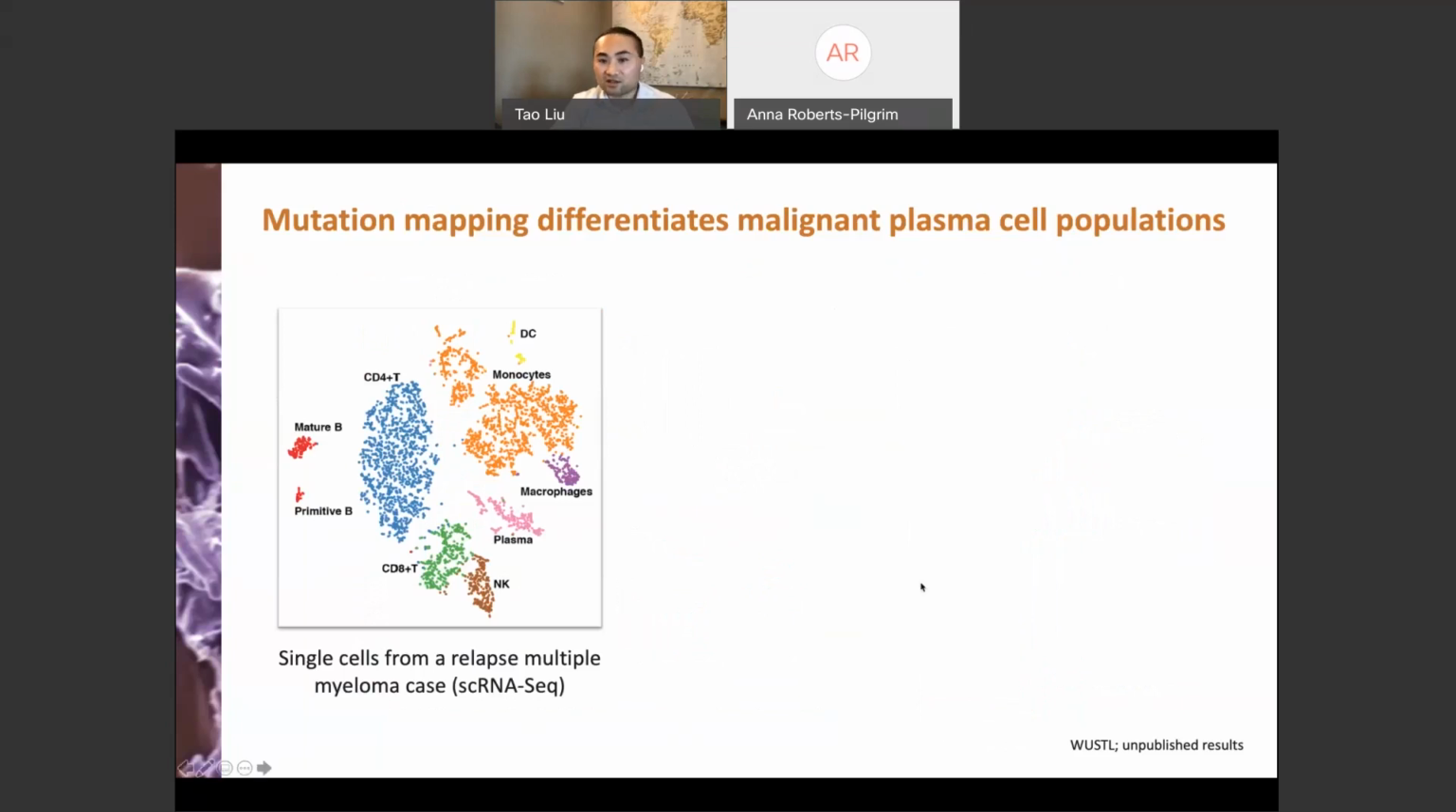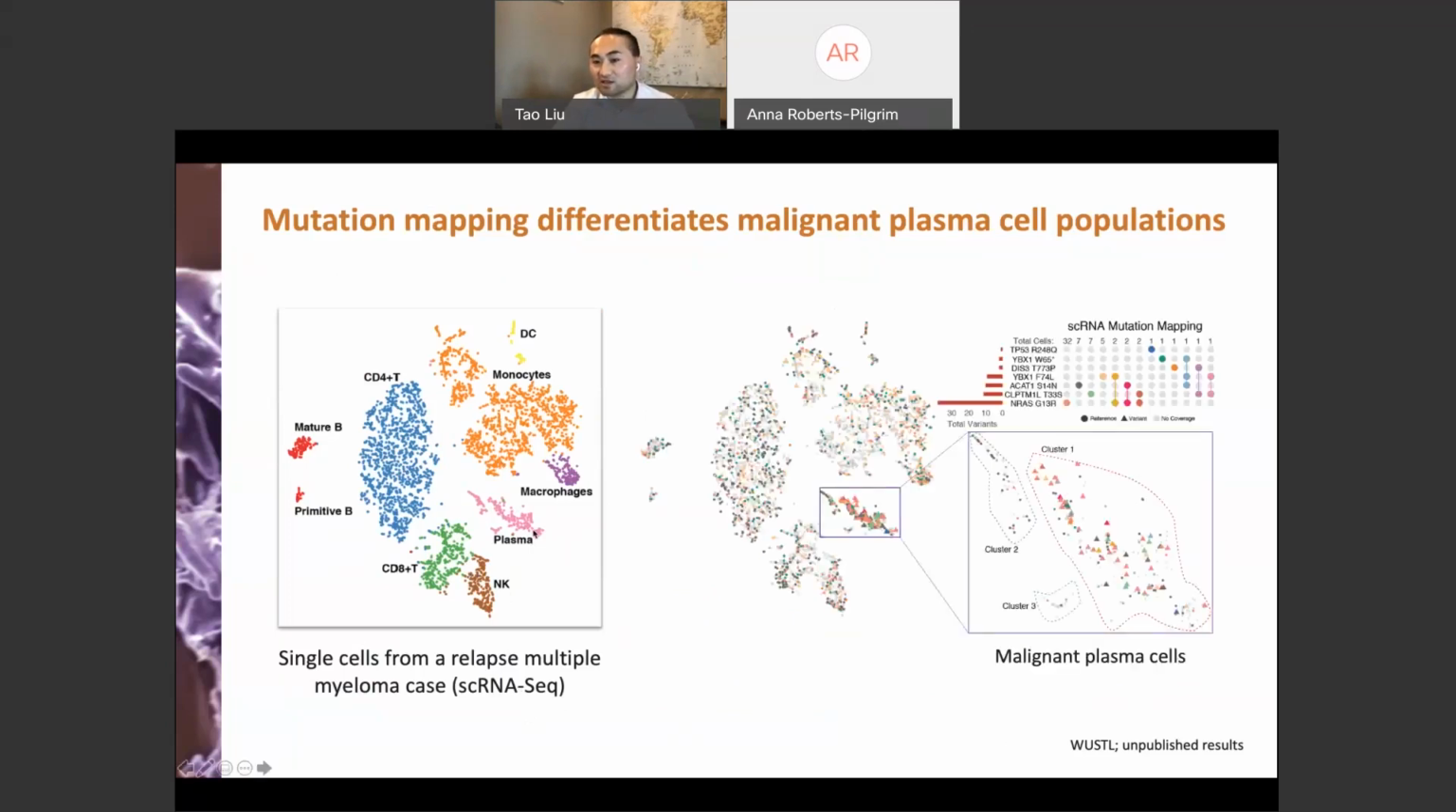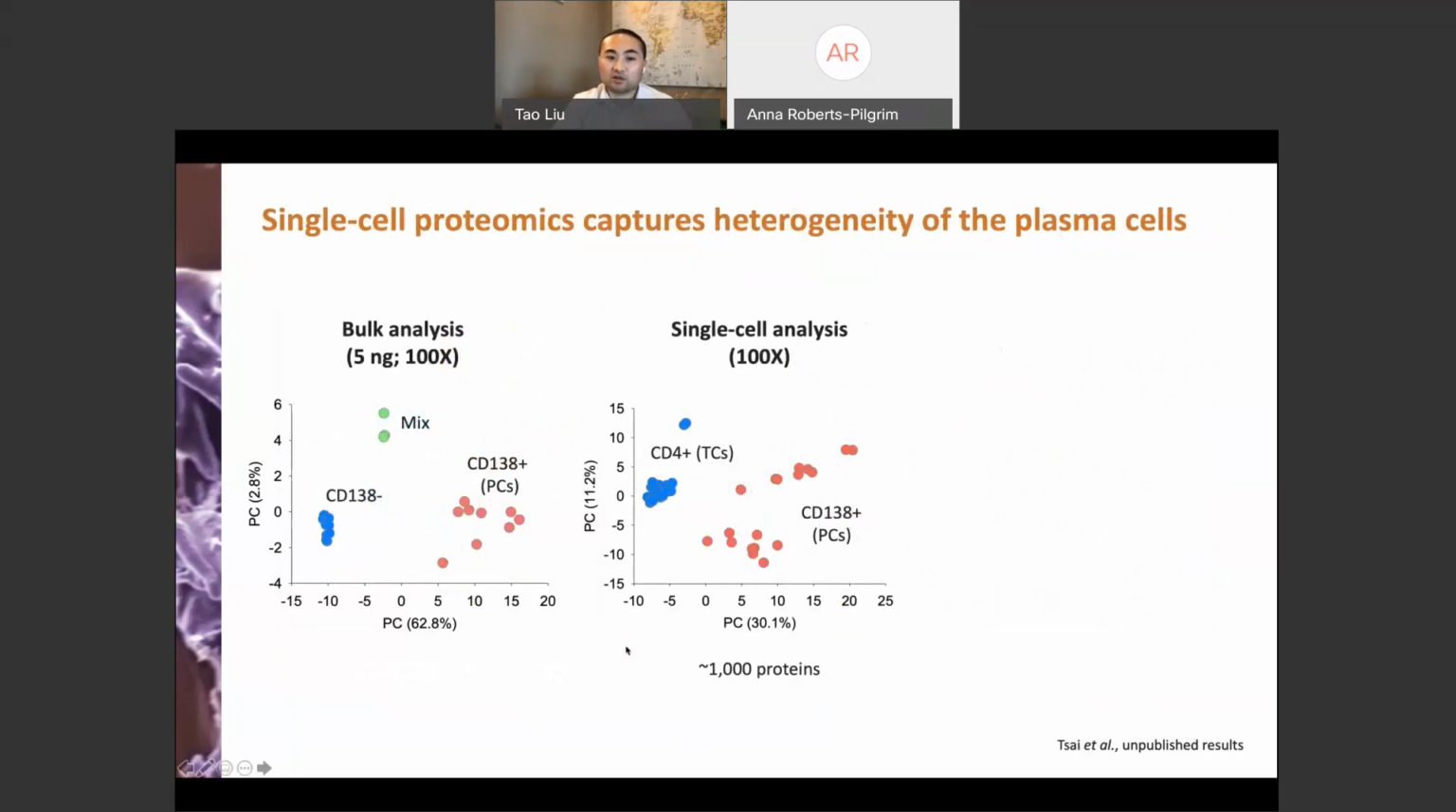Another application that we've done is to apply this to characterize different plasma cells from a multiple myeloma patient. Here I'm showing you the single cell RNA-seq data. Obviously, you can see a lot of differences amongst the different cell types that you can get from a typical bone marrow sample. But when you look into details of just the plasma cells, through their mutation mapping, you can also classify them into several different clusters. So we wanted to achieve the same type of characterization of the single cells at the protein level, so we applied the same iBASAL workflow.